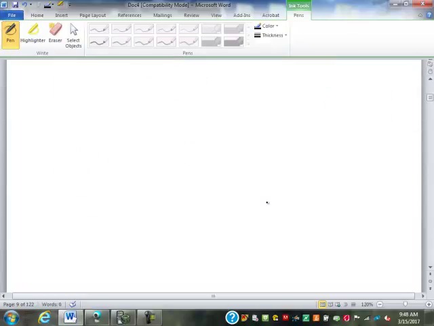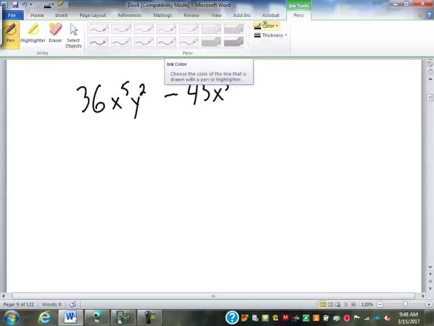So if I give you something like 36x to the fifth y squared minus 45x to the third. For the numbers 36 and 45, what is my greatest common factor? 9. Perfect. 9 goes into both 36 and 45. It's the largest number that goes into either.